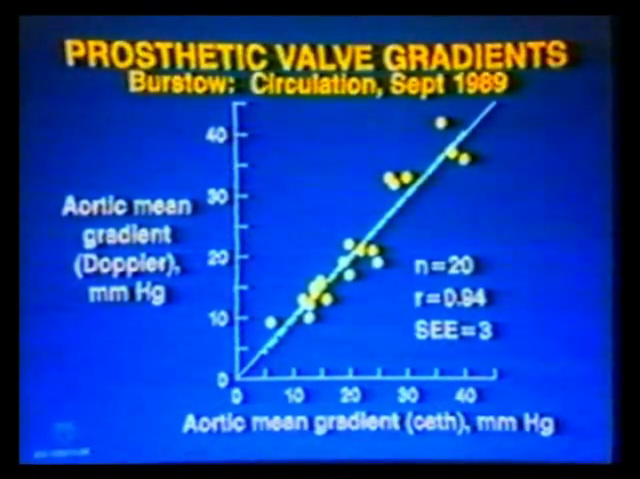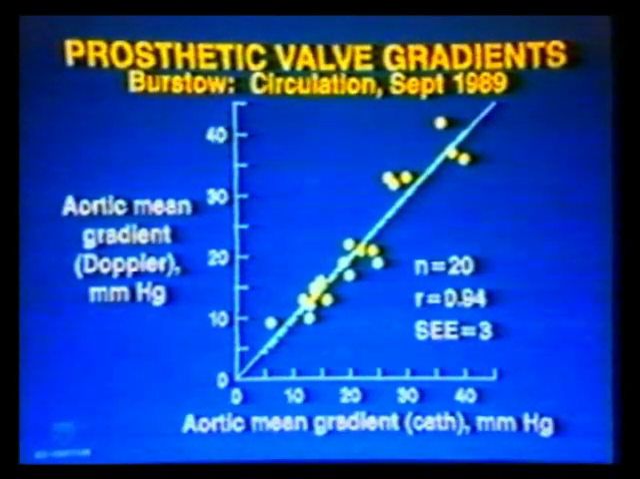It is important to realize that in order to invasively obtain the same mean gradient that was measured with the non-imaging CW probe, 1 catheter had to be passed to the ascending aorta, while left ventricular pressure was obtained by either transseptal technique or by direct transthoracic puncture of the left ventricle. For all 20 aortic prostheses, there was an excellent correlation between the catheter mean gradients and the Doppler mean gradients. The R value is 0.94, and the standard error of the estimate is 3 millimeters of mercury.